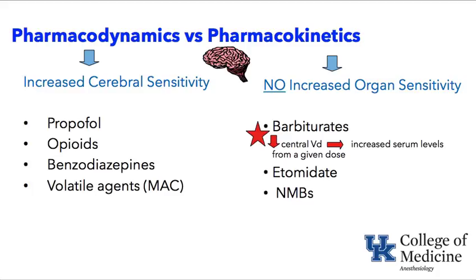And one of the questions that has shown up on keywords in the ITE from the American Board of Anesthesia is barbiturates. There's no increased organ sensitivity, but we tend to reduce the dose. Why? It's a pharmacokinetic effect, not that the brain is more sensitive. When you give a barbiturate like methohexital or in the older days thiopental, there was a smaller central volume of distribution, so increased serum levels from a given dose were attained in the target organ, the brain, and more of an effect. But it was not because the brain was more sensitive to that drug.